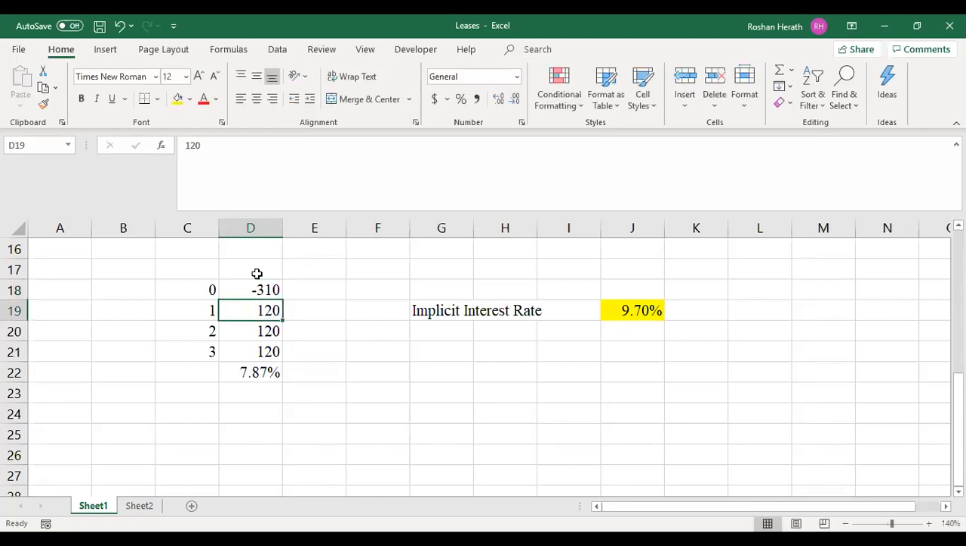If this initial amount is 310, see what has happened to the implicit interest rate. In the absence of initial direct cost, it was just 300, and your implicit interest rate was 9.7. But if you add this cost, the value of the asset becomes 310. If your future cash flows don't change, then your implicit interest rate is now reduced to 9.87. Hence, what has happened?